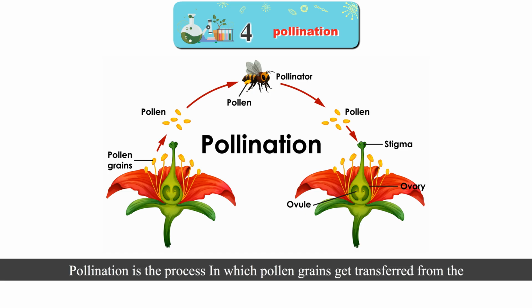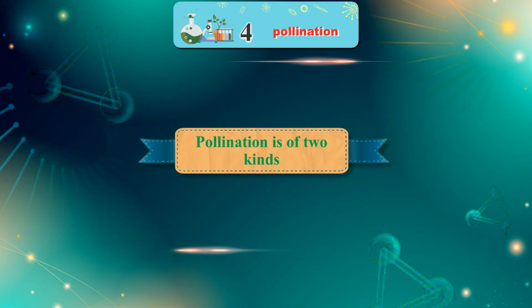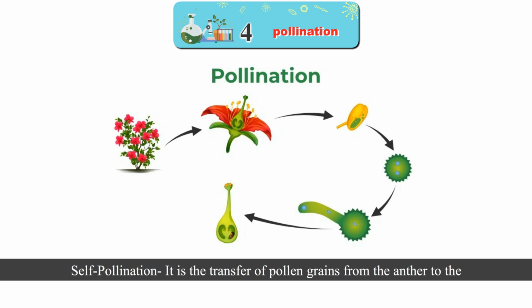Pollination. Pollination is the process in which pollen grains get transferred from the anthers to the stigma of a flower. Pollination is of two kinds. Self-pollination. It is the transfer of pollen grains from the anther to the stigma of the same flower or different flowers of the same plant.